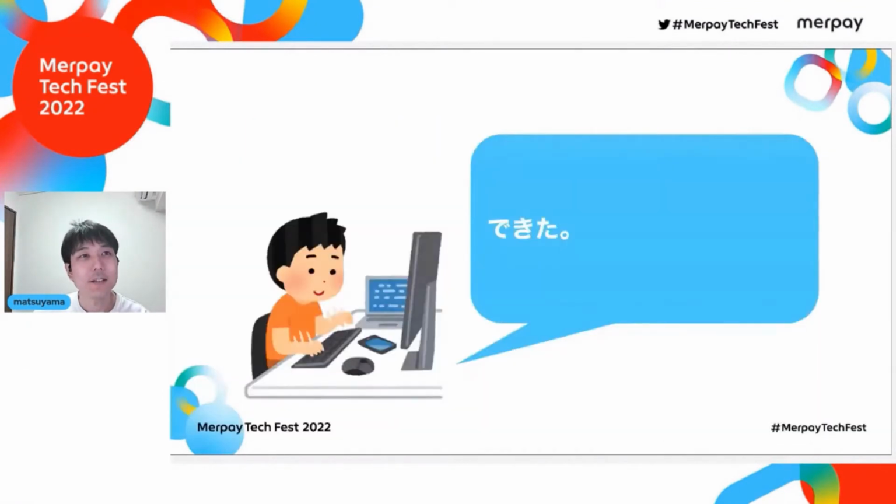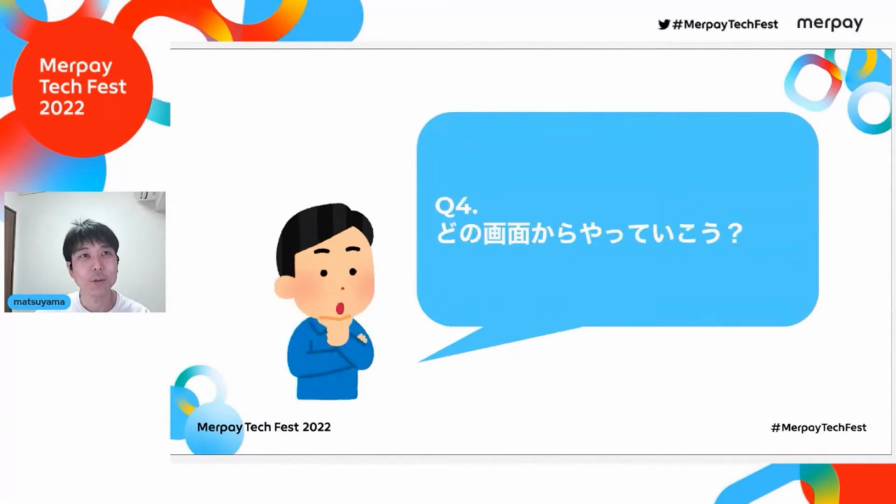Okay, so the existing deep link can now be handled. Now that we have completed the POC of all the surrounding concerns, we can finally go ahead and actually do it. So then we discussed next: which screen is the best to start with?